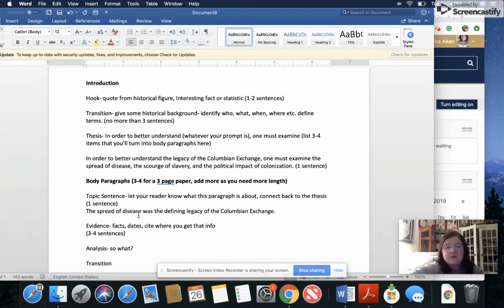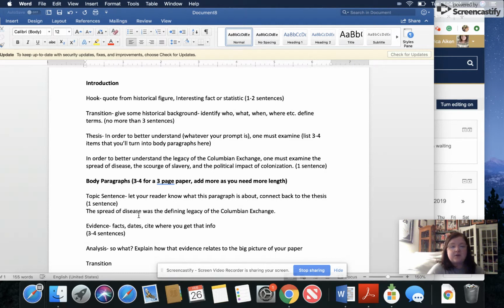I mean, clearly, if you look at the statistics for how many people died of disease, you're like, oh wow, that's bad. But you have to explain that. The analysis is so what. So in the analysis, basically what you're doing is explaining how that evidence relates to the big picture of your paper.